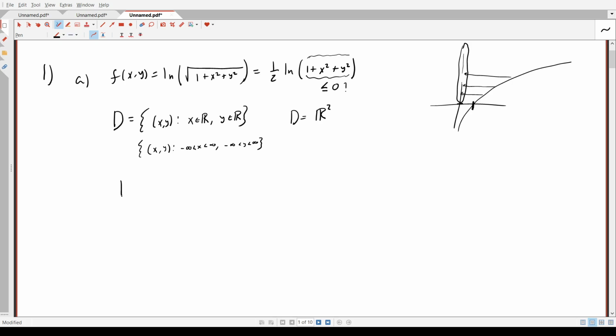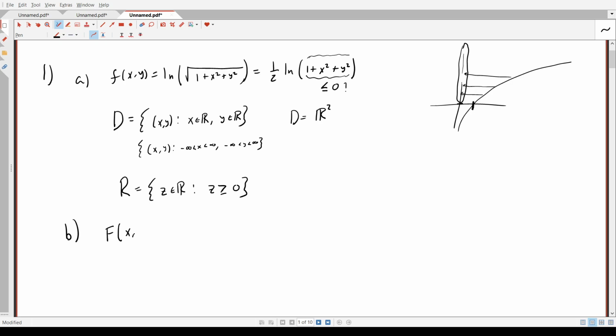So the range, notice it's not the real numbers, is going to be the set of all real numbers z such that z is bigger than or equal to 0. If x squared and y squared are both 0, then ln of 1 is 0, so we get the equals to 0. So the range is the set of all the possible outputs, and the domain is the set of all valid inputs.